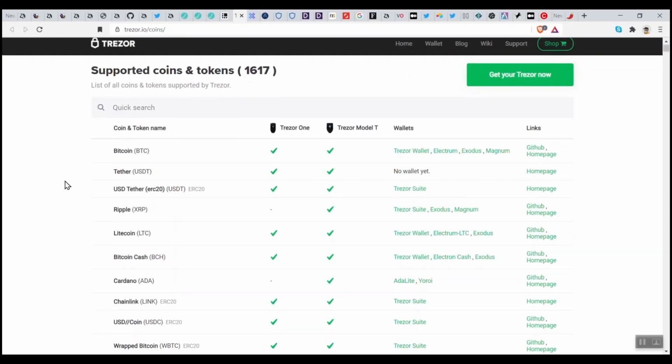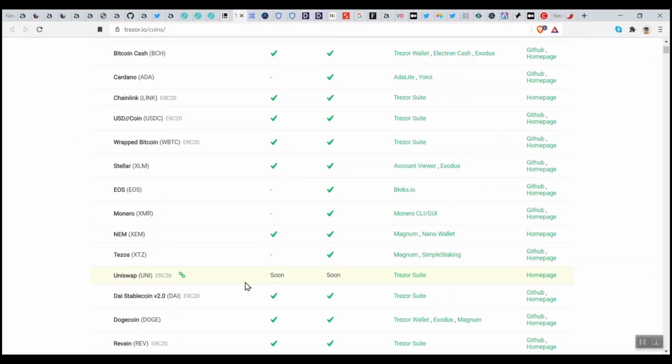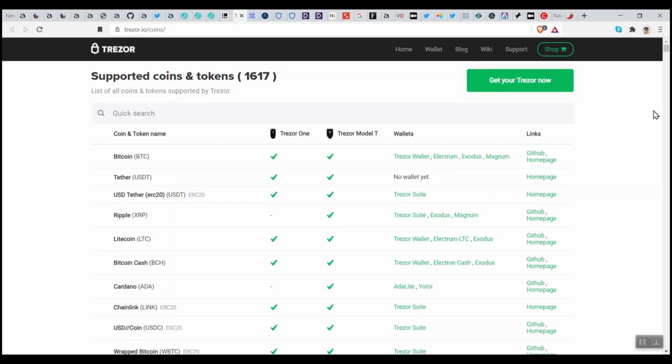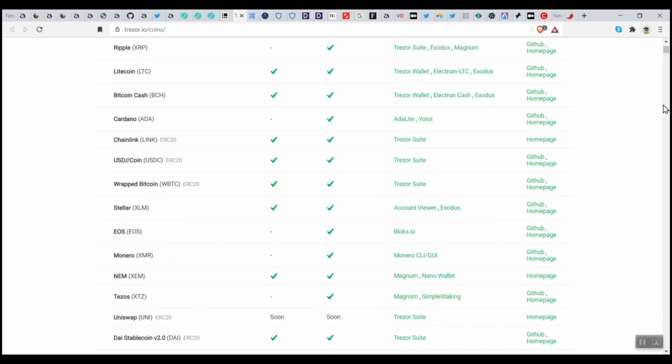If I go to Trezor and look at their supported list of cryptos, Uniswap, according to this at the time of recording the video, is coming soon. So I'm glad they've actually acknowledged this. There have been instances with other cryptos where they don't even give any indication of when, how soon, who knows, perhaps within the next couple of months. Just my thoughts, it's not the official word.